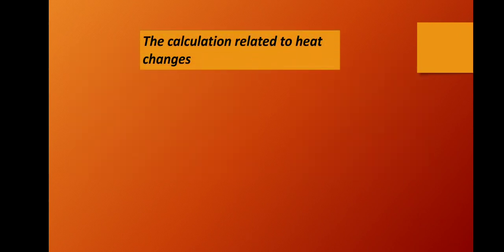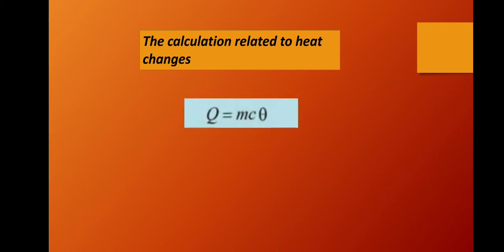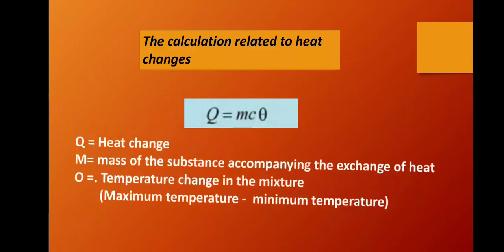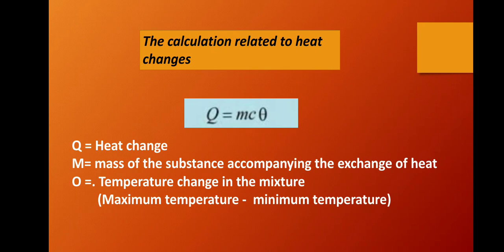Now we are going to learn about the calculations related to heat changes. Here Q equals mc theta. Q means here heat changes, m means mass of the substance and theta means temperature change. That means maximum temperature minus minimum temperature.